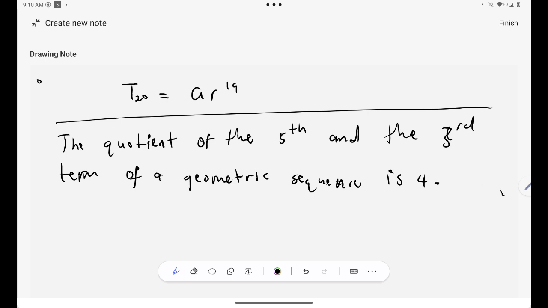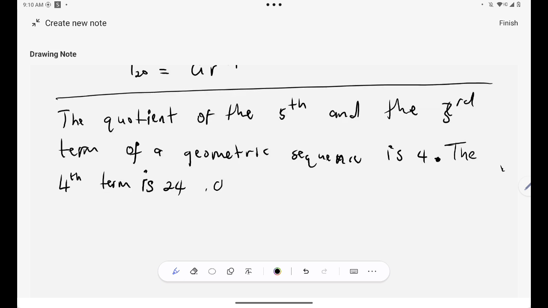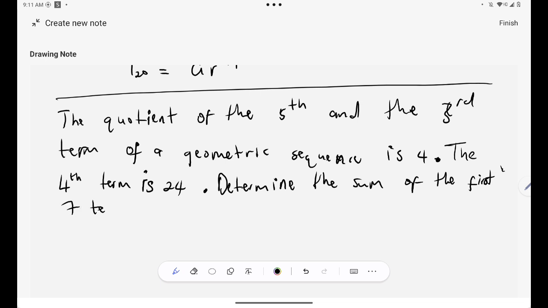And then we are told that second statement, the fourth term is 24. Then the question goes like, determine the sum of the first 7 terms.